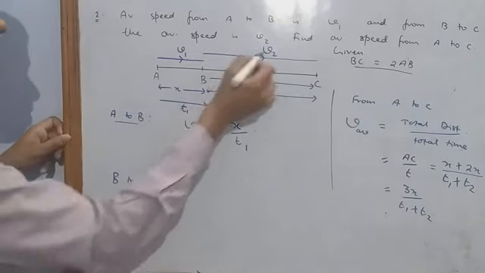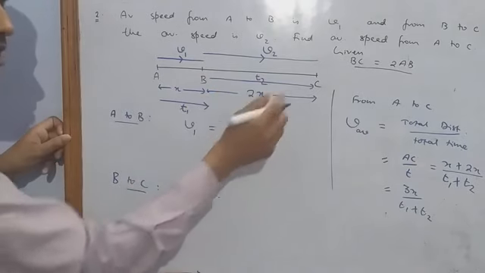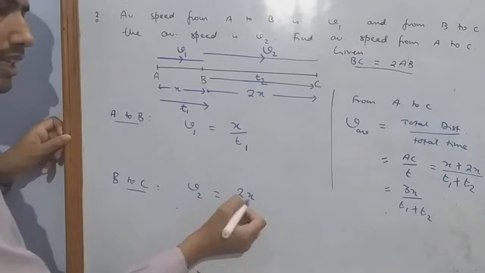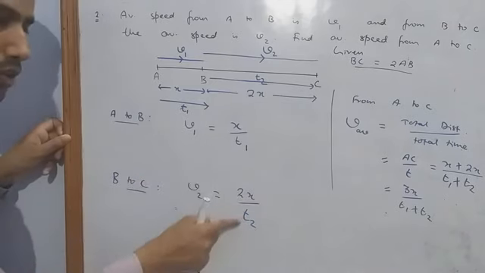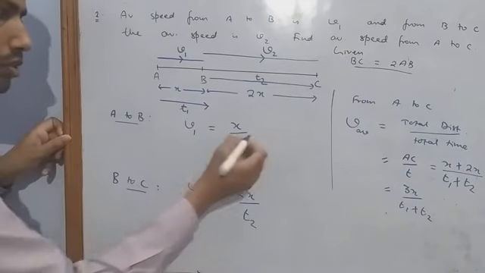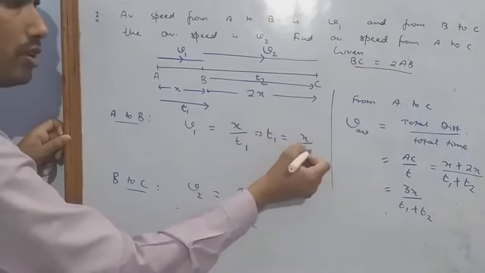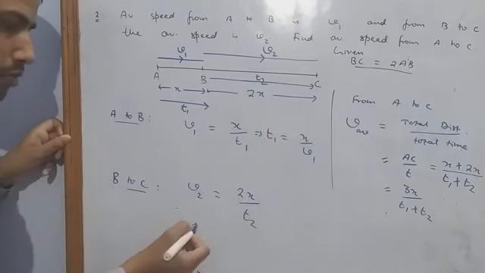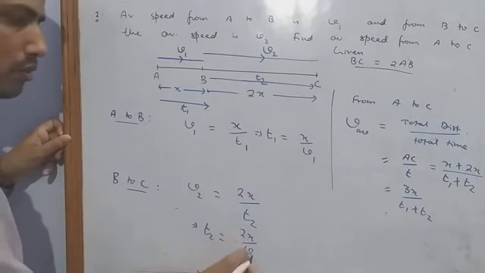Likewise from B to C, what is the average speed? It is given V2. What is the distance? Distance is twice of x. And what is the time? Time is T2. We will find T1 and T2 from these two equations and put in this equation. So this implies, what will be T1, students? T1 will be x upon V1. And from here, what will be T2? T2 will be 2x upon V2.